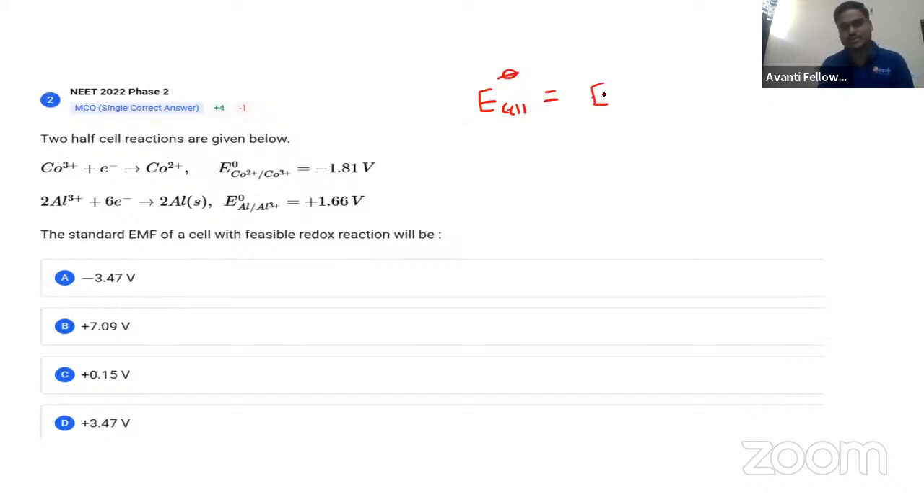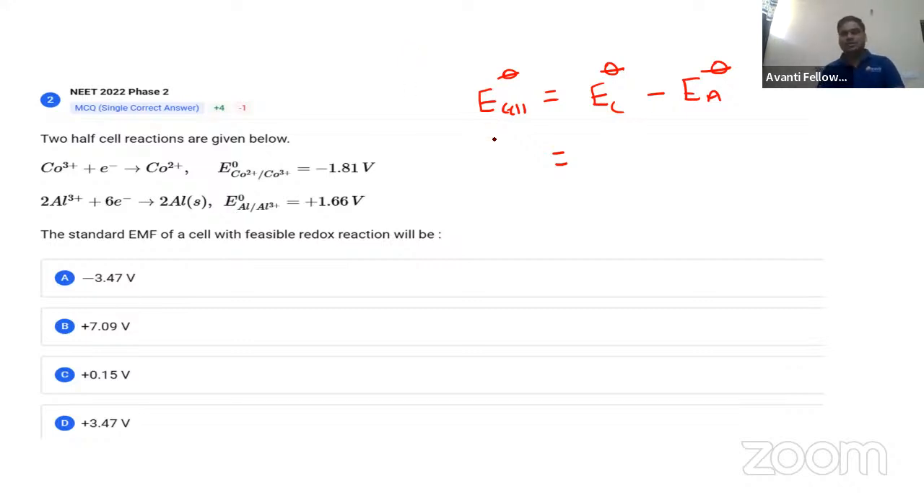E cell comes out to be E cathode minus E anode. Which one acts as a cathode? Aluminium or cobalt? Which one acts as a cathode, beta? Tell me fast. Those having a higher value. Good. They are saying option D is correct.